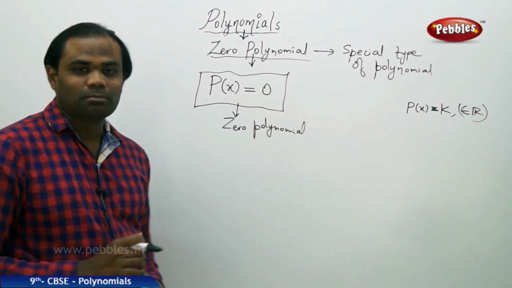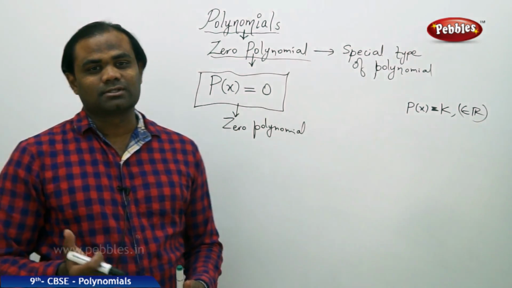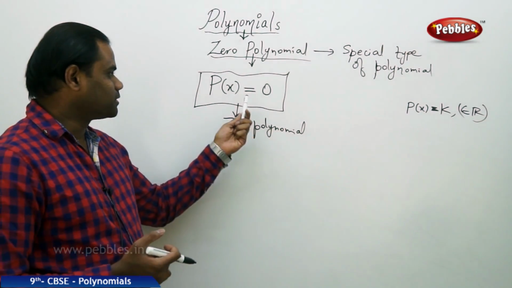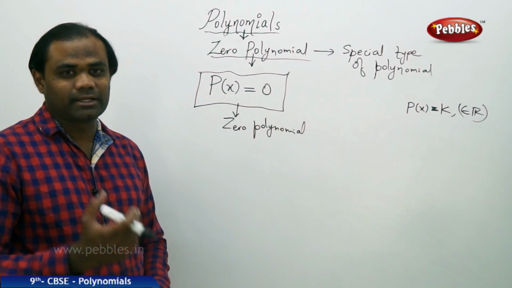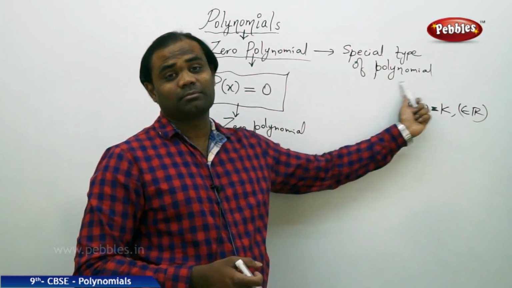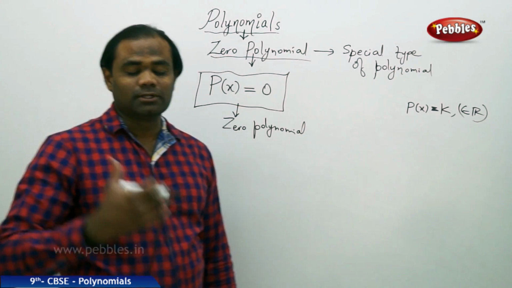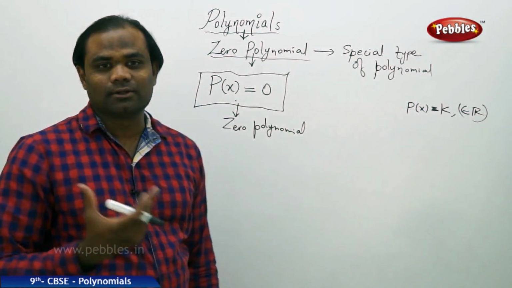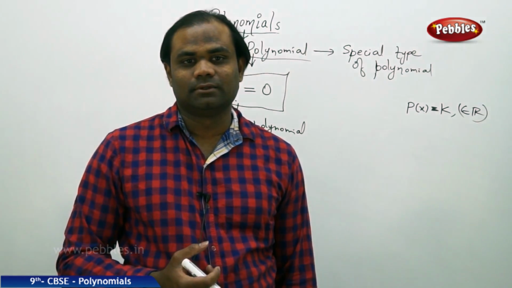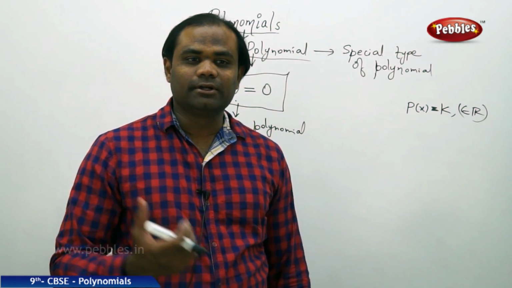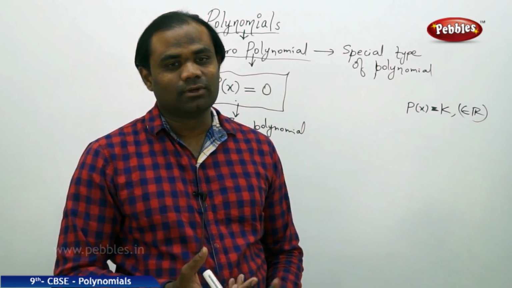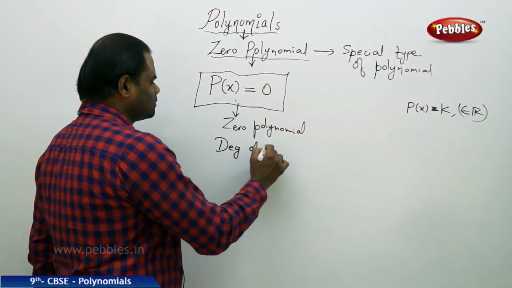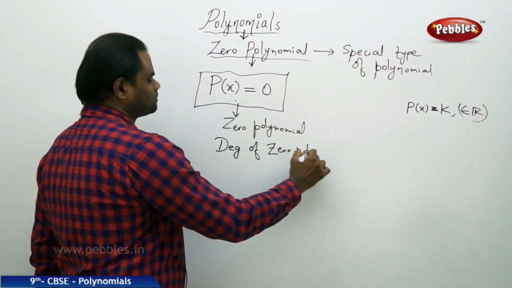Now the coefficient of a zero polynomial is not defined because anything multiplied with 0 is 0. So we have the coefficient itself being 0, so we take it as an exceptional case, and hence it is a special type of polynomial, which we're going to learn in higher classes. So the zero polynomial is the constant 0 itself. What is its degree? The degree of a constant polynomial is 0, and hence the degree of the zero polynomial is also 0.